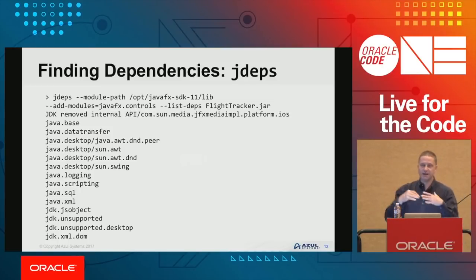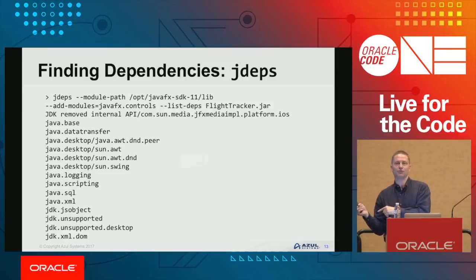And so that gives you a list of all the modules you need. So if you wanted to create a runtime for your application, you could take the output of this, feed it into JLink, and create a runtime that would work with your application.